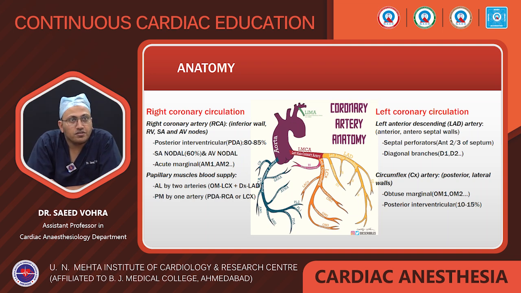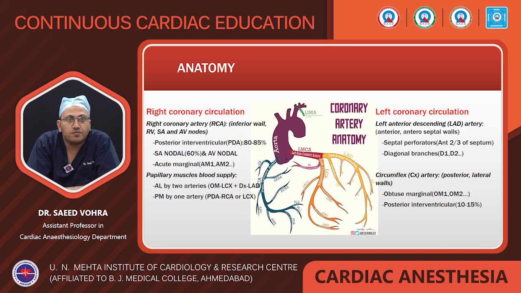Right coronary circulation is given by the right coronary artery. It courses between the right atrioventricular grooves and gives rise to the conal branches, the branch to the SA node in 60% of the cases, and AV nodal branches, and then it gives rise to marginal branches, which are termed acute marginal branches.